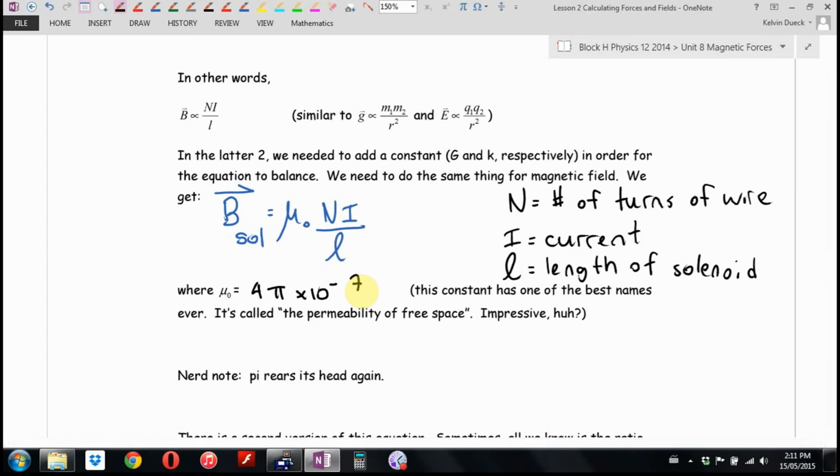Okay. Nerd note: pi rears its ugly head again. Now, here's the problem. So mu naught, 4 pi times 10 to the negative 7. When we do these next few examples, every one of you needs to try your calculator, because some of your calculators won't be able to type that. And I will show you a workaround.